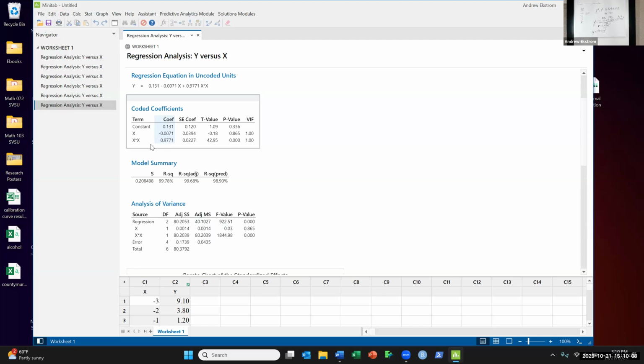So if I asked you, what happens if a customer comes in and their value of x is 15? You say 15 squared times 0.9771. That's the value I think they're going to have for y. Well, what if a customer has a value of x equals -7? -7 squared times 0.9771. And then you can be done with it.